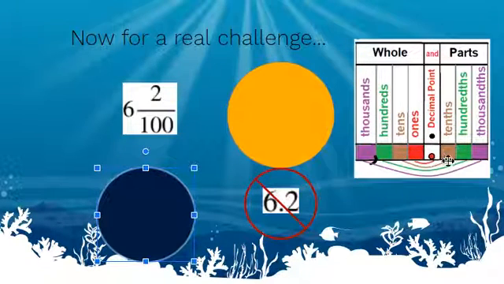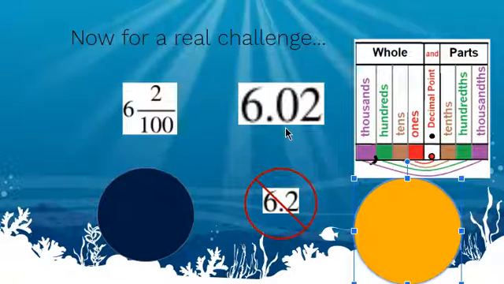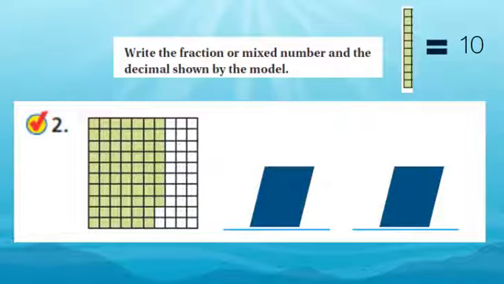6 and 2/100ths. Let's see if you got it. This was a tricky one. Nice job. So 6 and 2/100ths. That 2 is in our hundredths place. I'm just going to keep emphasizing that because it might be a little bit confusing for some, but we will get there together.